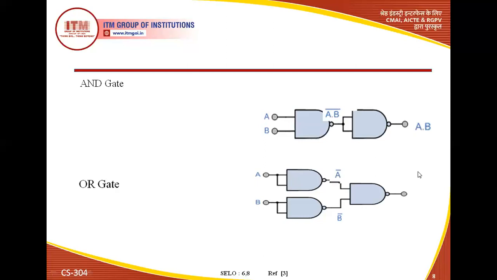So we can see here that in this condition we are getting the output A bar into B bar, the whole bar. At that time, if we apply the De Morgan theorem, we know that the De Morgan theorem says (A into B) whole bar equals A bar plus B bar. After applying the De Morgan theorem, we get it like this.